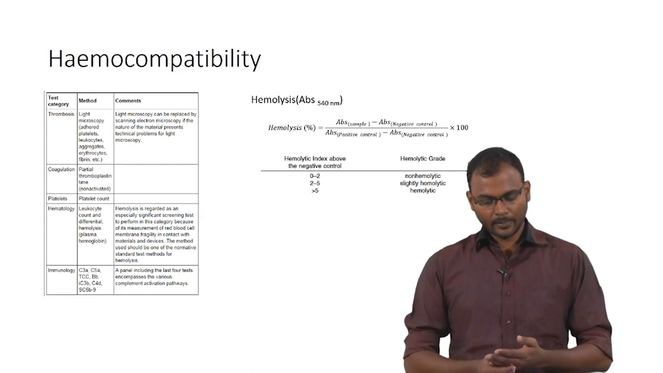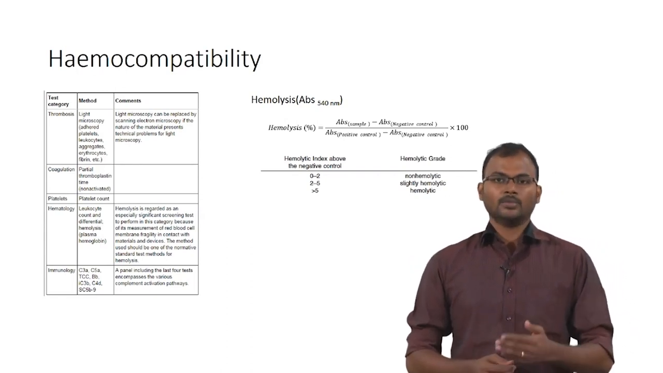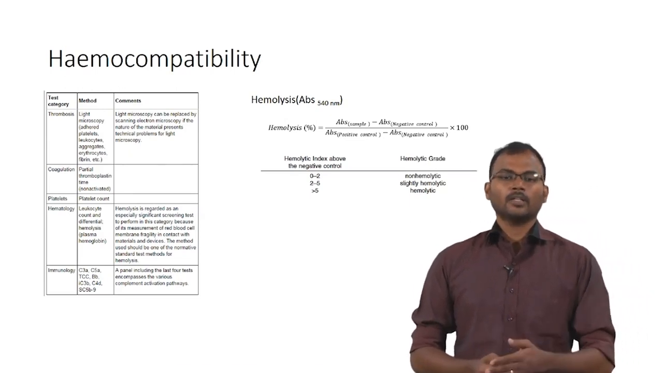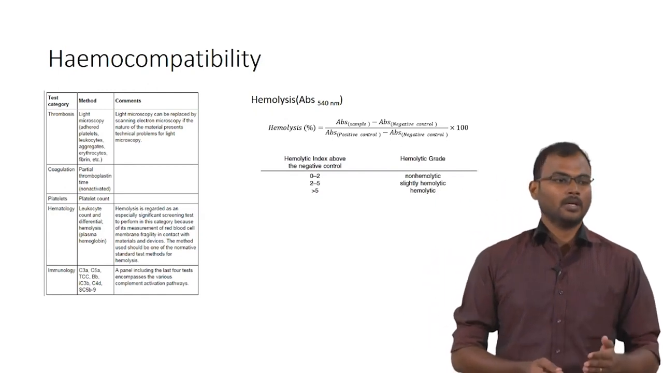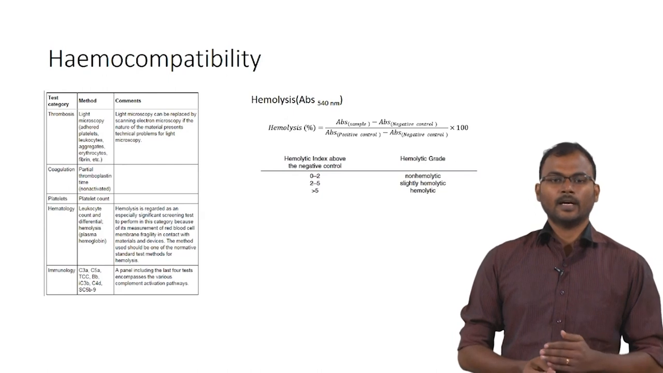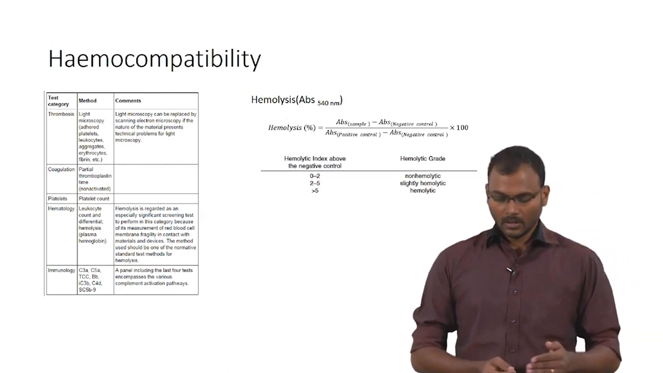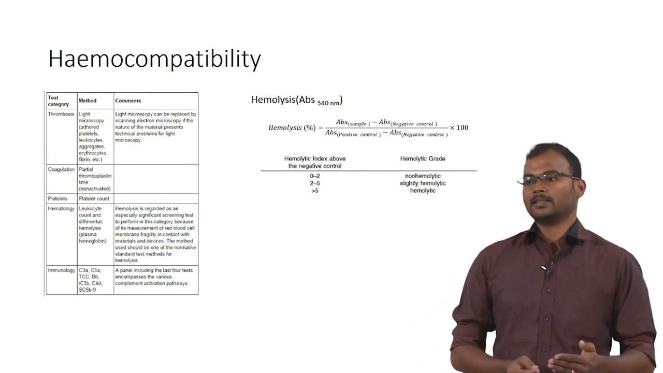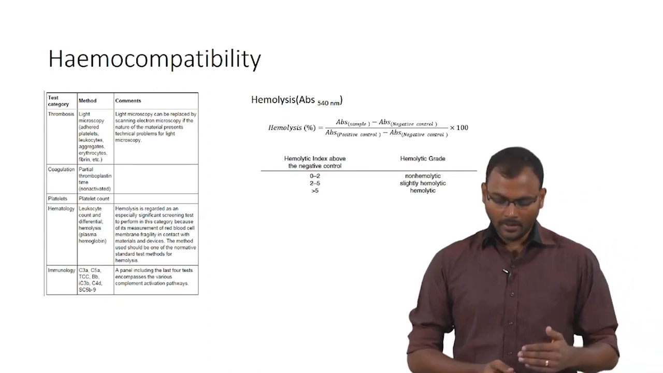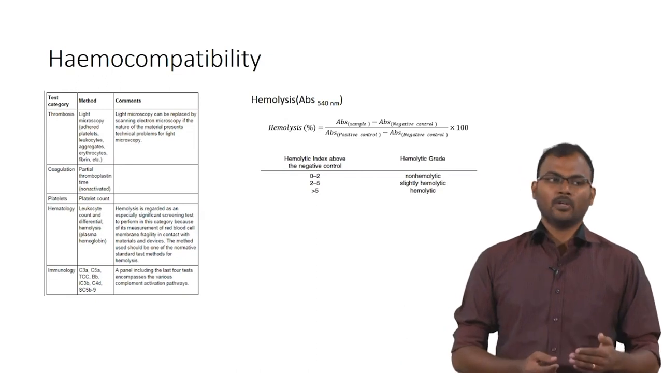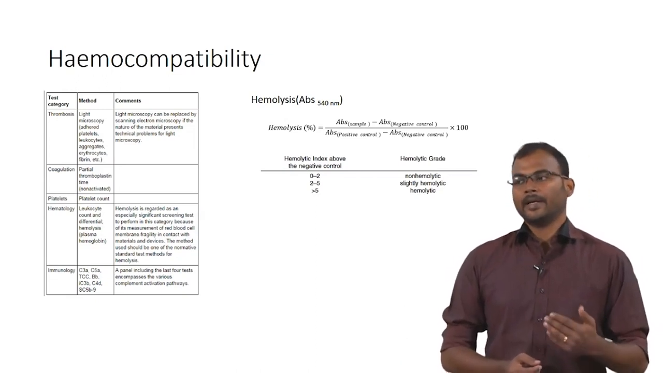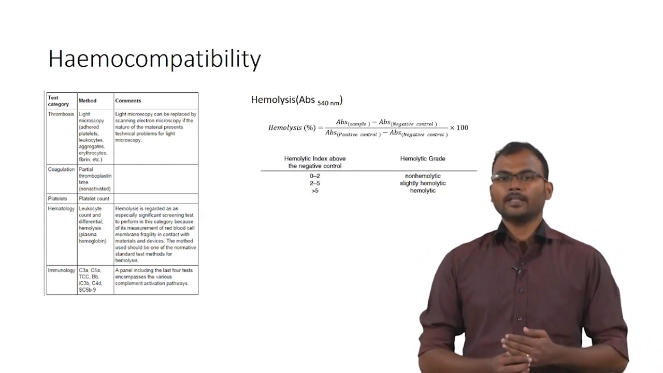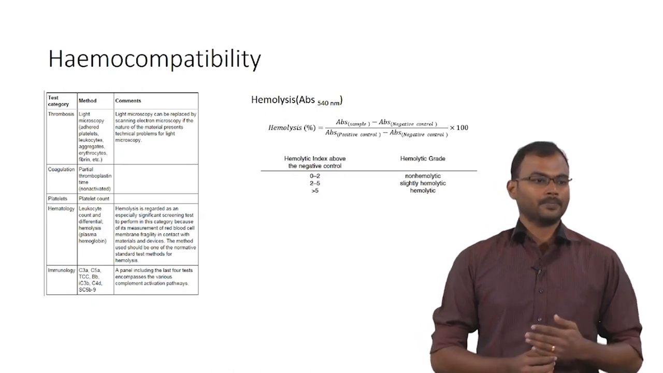Hemolysis is calculated as the absorbance of the sample minus the absorbance of the negative control, divided by the absorbance of the positive control minus the absorbance of the negative control. What are the negative and positive controls? The negative control is a normal saline solution, which doesn't have any effect on the RBCs. The positive control can be either water or Triton X, which will lyse the cells immediately on contact with the RBCs. And the sample is whatever sample you have, to see whether it will have any effect on RBCs. Based on this, you find the hemolytic index and identify whether a material is blood compatible or not.